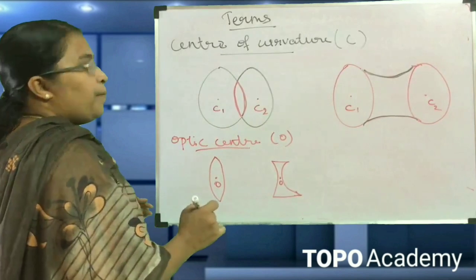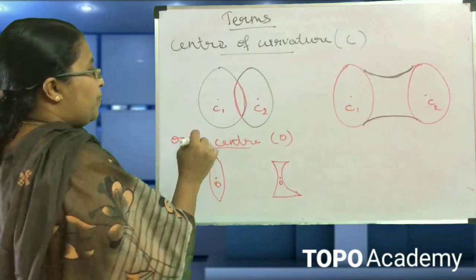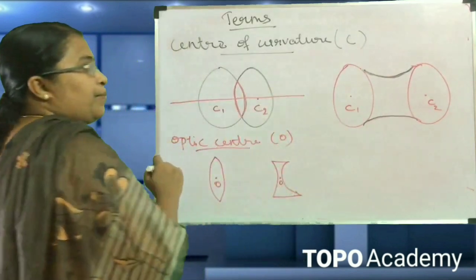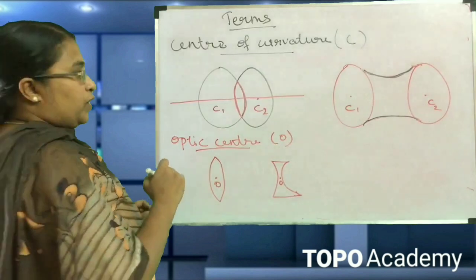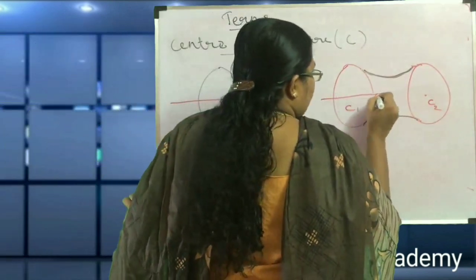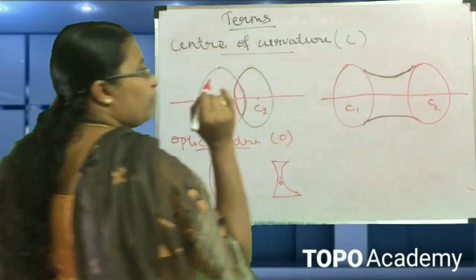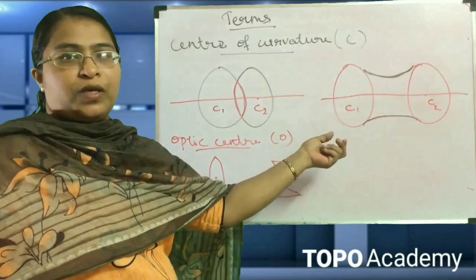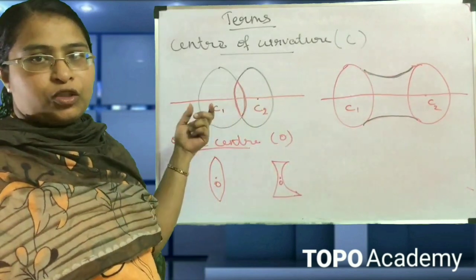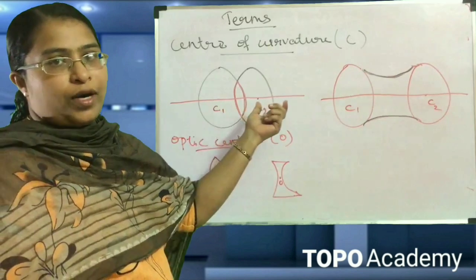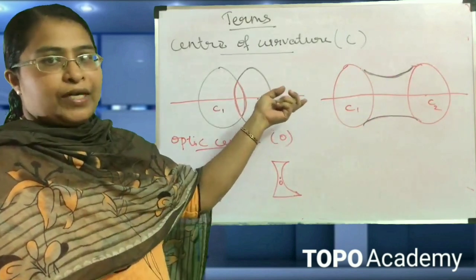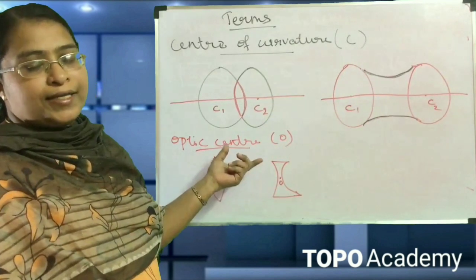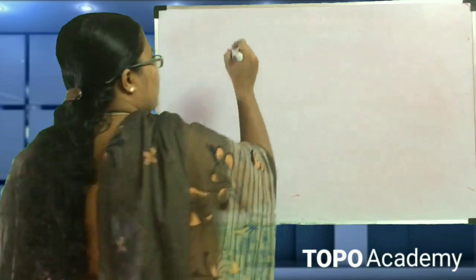And next we have to see the principal axis. Principal axis means the imaginary line passing through the two centers of curvature is known as the principal axis of this convex lens, and the imaginary line passing through the centers of curvature of the concave lens is known as the principal axis of this concave lens. Optic center means the center point of the lens. Next is principal focus.